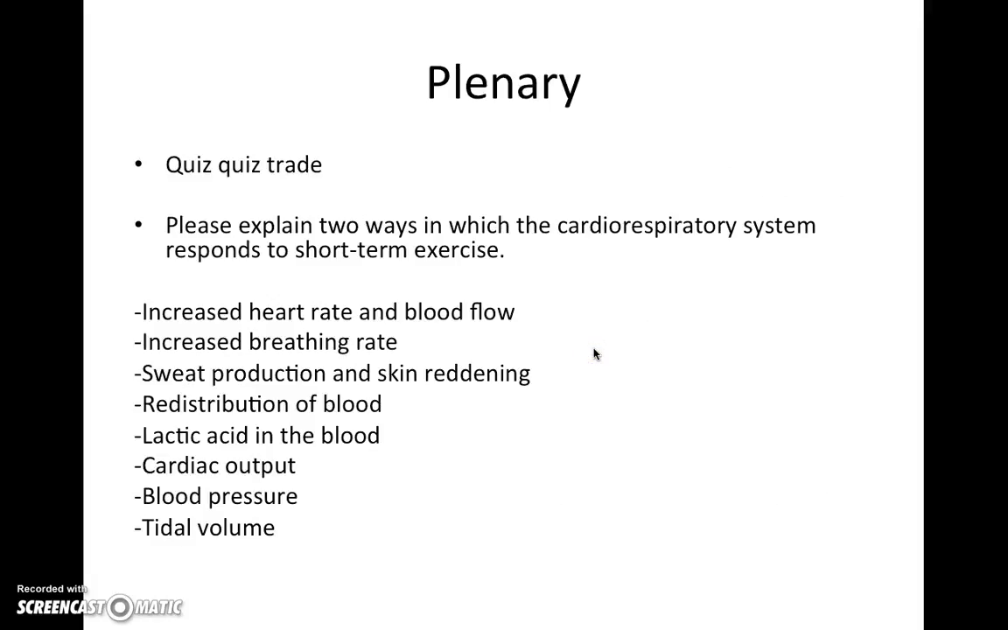So what I want you to do now, once you've filled out the actual worksheet and completed the worksheet, is continue with the worksheet I gave you last week, where you're actually explaining what happens in all of these situations when it comes to short-term effects of exercise on the cardiorespiratory system.